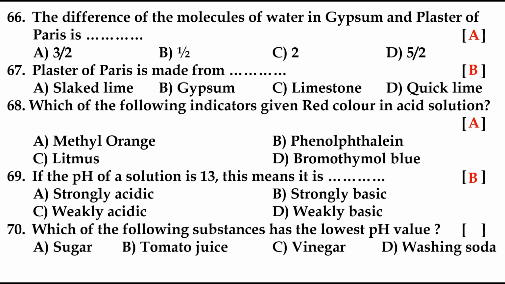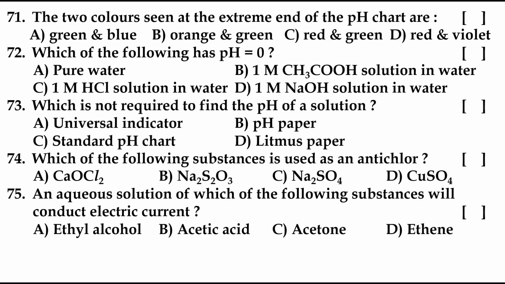70. Which of the following substances has the lowest pH value? A. Sugar. B. Tomato juice. C. Vinegar. D. Washing soda. Answer is C. Vinegar.